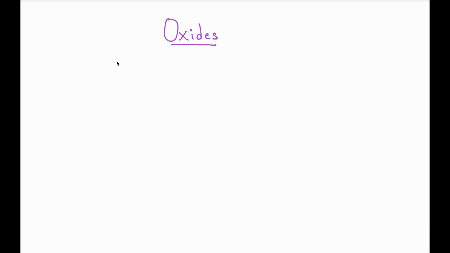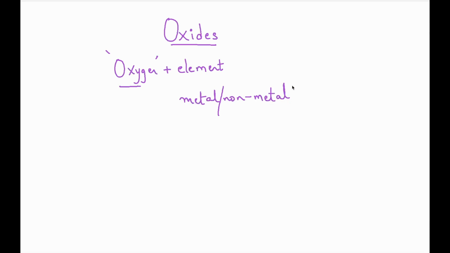Oxides are binary compounds of oxygen plus any other element. So, an oxide is only made up of two elements, of which oxygen is common, and it exists in combination with either a metal or a non-metal. So, these compounds are known as oxides.